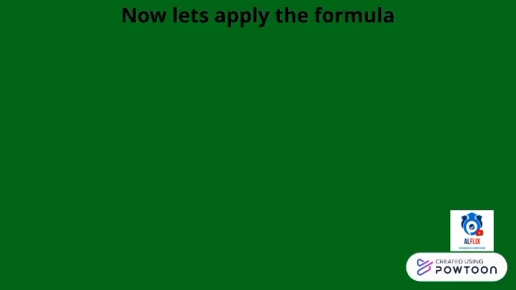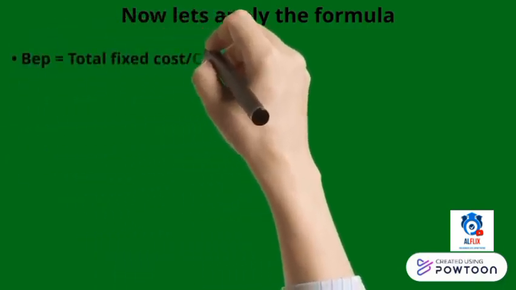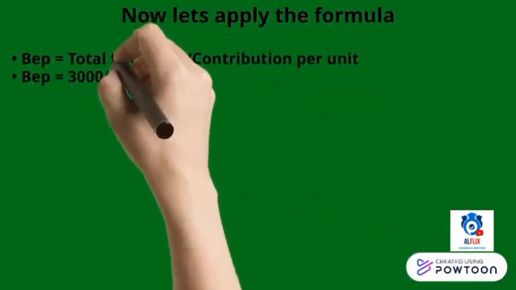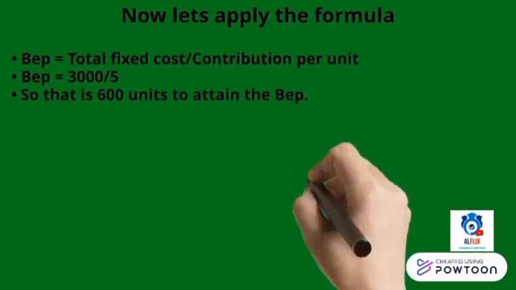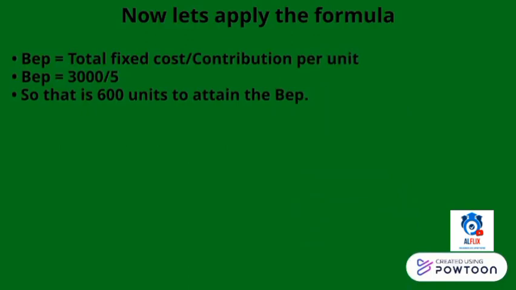Now let's apply the formula: BEP equals total fixed cost divided by contribution per unit. Now here the total fixed cost is 3000 divided by the contribution per unit. So that is 600 units to attain the BEP.